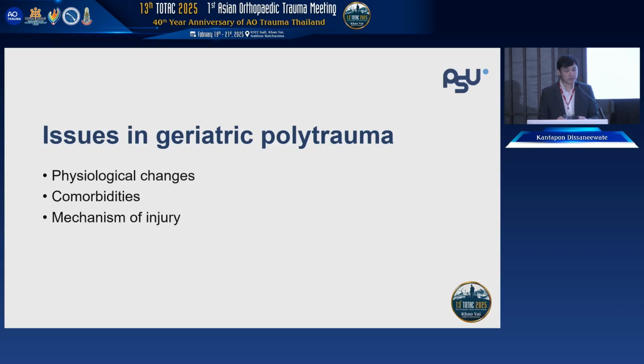So, introducing the issue in geriatric polytrauma. There are three main things that we have to be concerned about when treating a geriatric polytrauma patient. First is the physiological changes. Second are their comorbidities. And the third is mechanism of injuries.